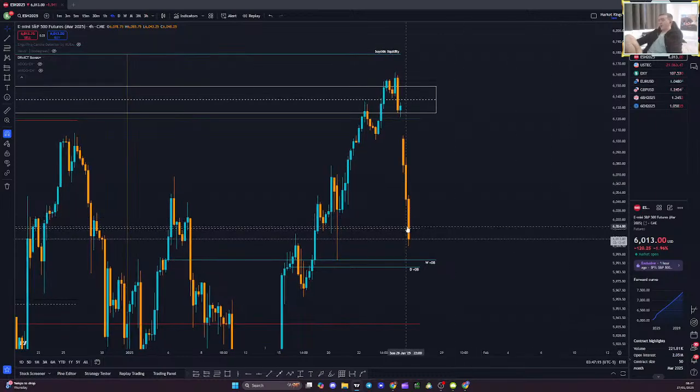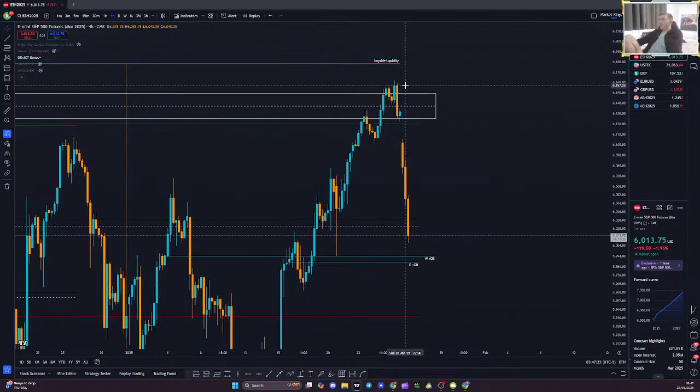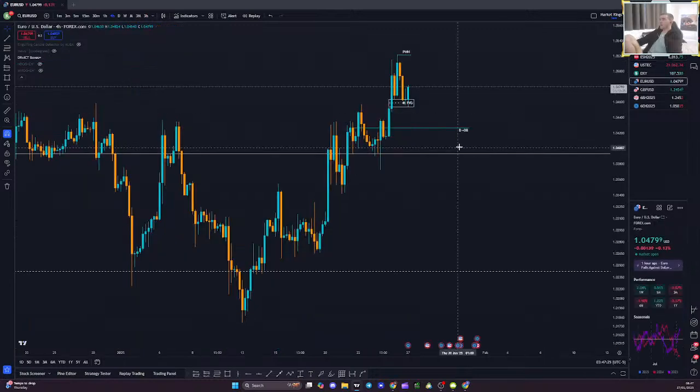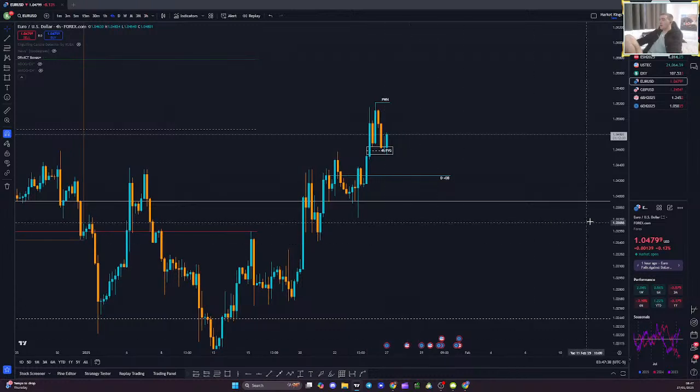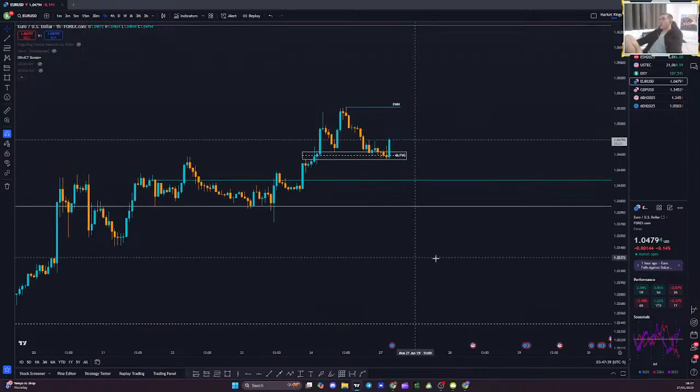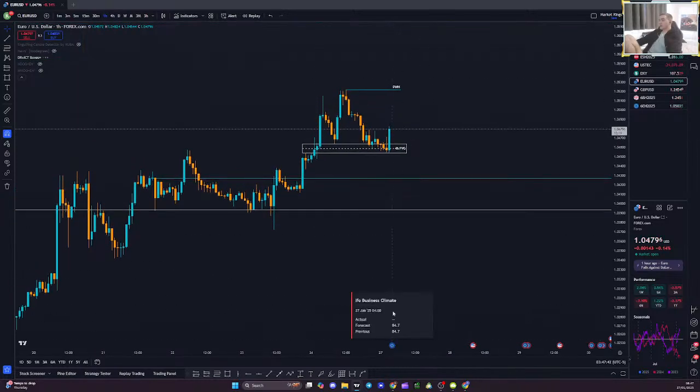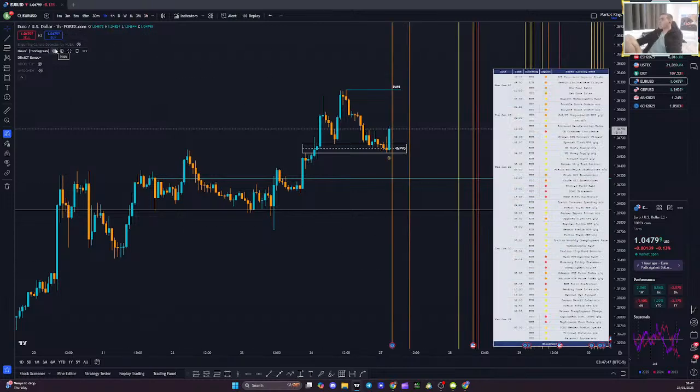Moving on, yes, I would be probably waiting until we trade into these levels until I would make a decision. We've got what, 12 minutes until the Euro news. So we're gonna be watching for this. Yeah, it's a yellow folder.